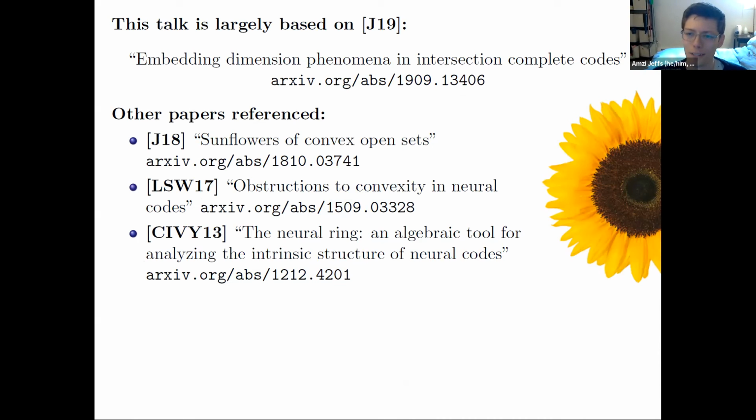If you ever see convex sets that are all meeting in a central region, maybe you can apply something like this and say something about the structure of those.